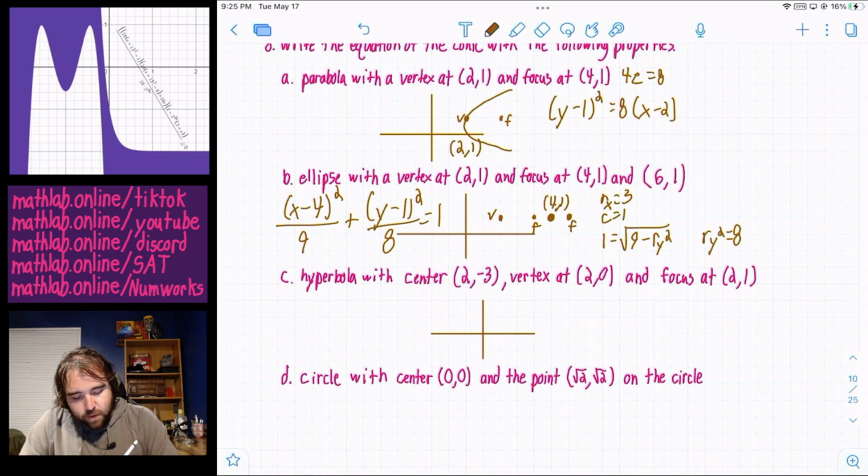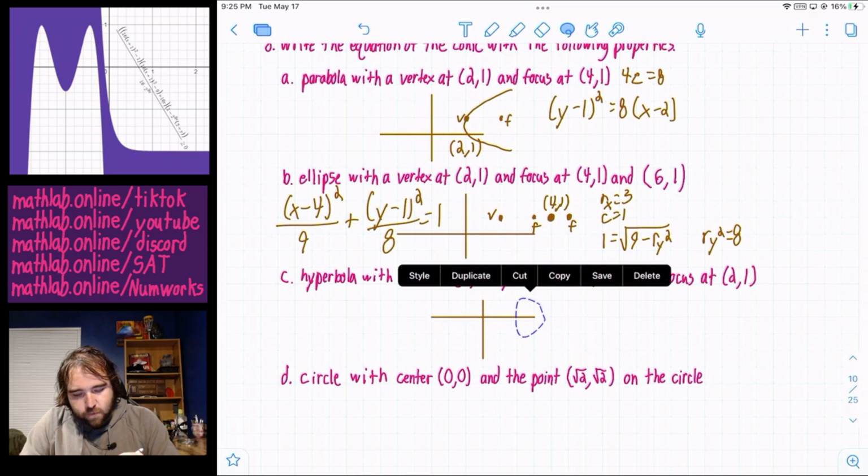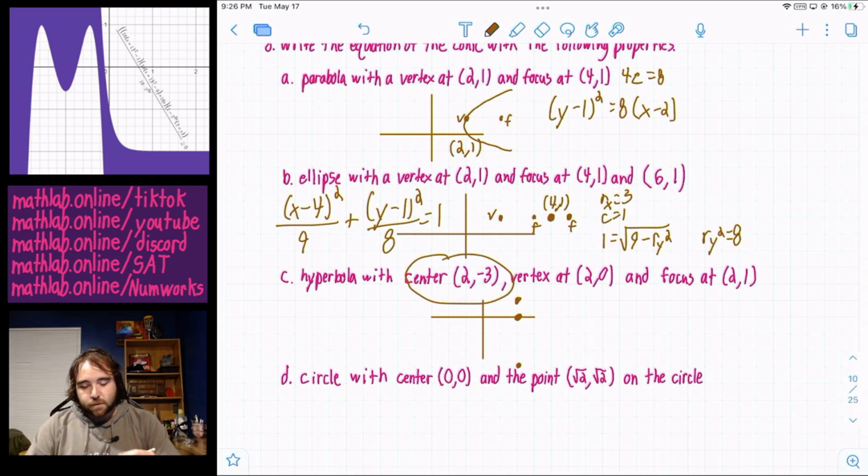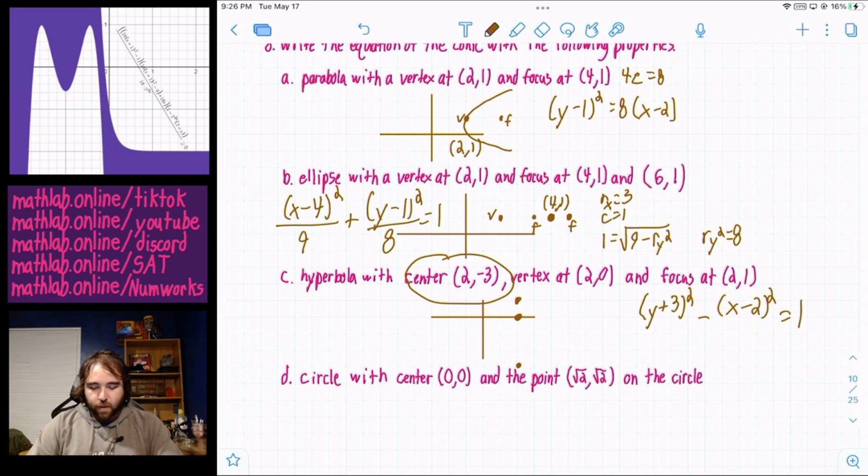They give us the center here of (2, -3). And then we have a vertex at (2, 0) and a focus at (2, 1). That's legit. So we got the center. We see it's opening up and down, so we can start that. (y + 3)² - (x - 2)² = 1. We just got to know the radii.